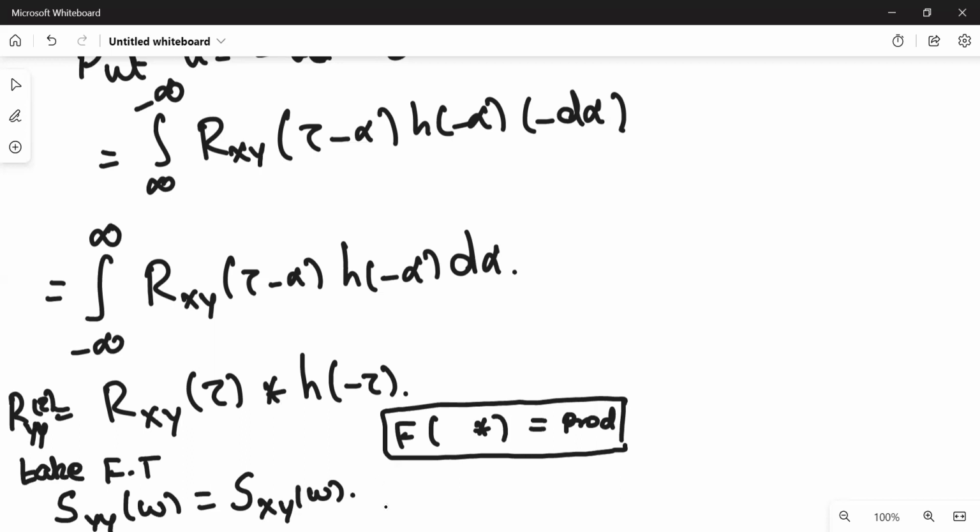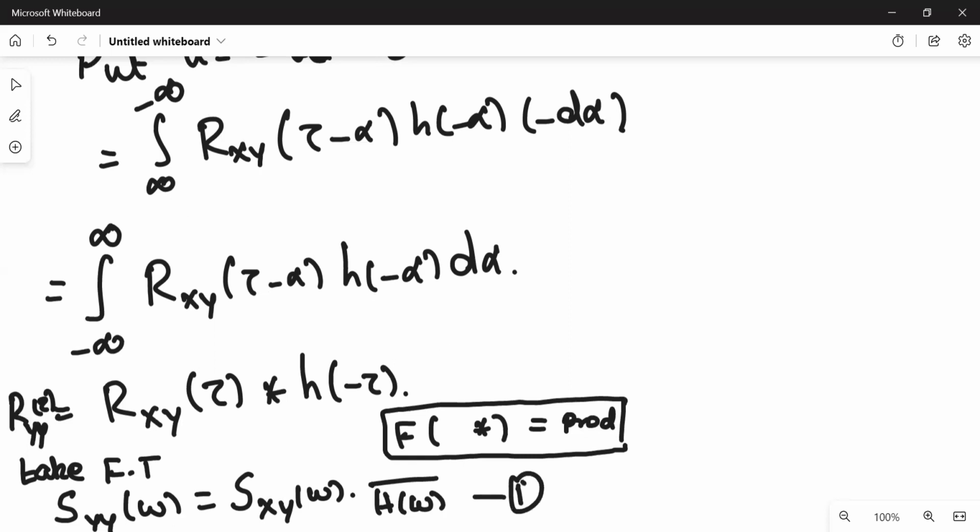Already we have seen, no? The note number, if I'm right, it's 2. The beginning itself we have seen. Fourier transform of h of minus tau is nothing but h of omega bar. So mark it as 1. This is step 1. What is step 2?